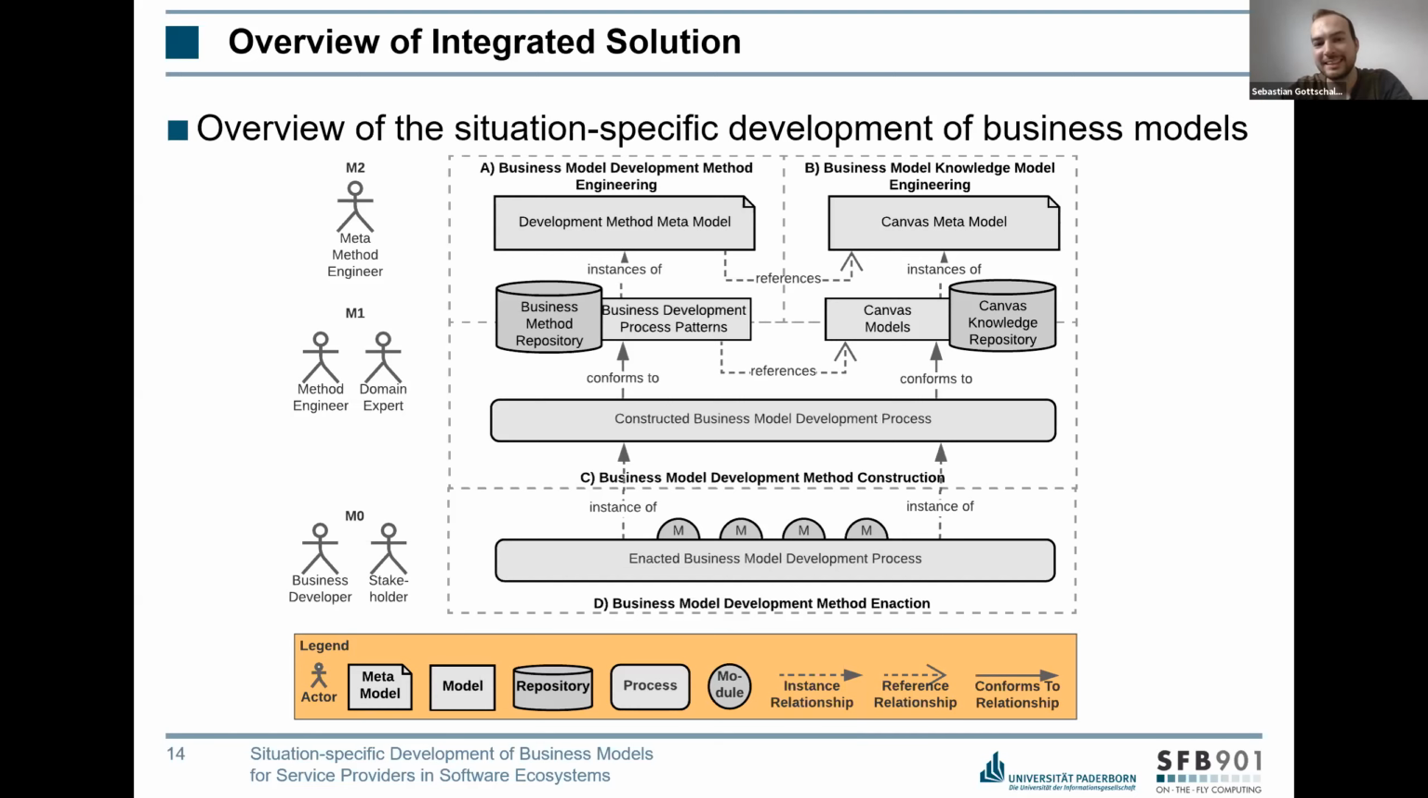Just one sentence. The idea is that you have this canvas meta model, and out of that you can derive the canvas models you want to have. So we're working with canvas models, but in general, the method engineer can create every canvas model he wants to use. And then for our application, we will choose some of them and narrow it down.